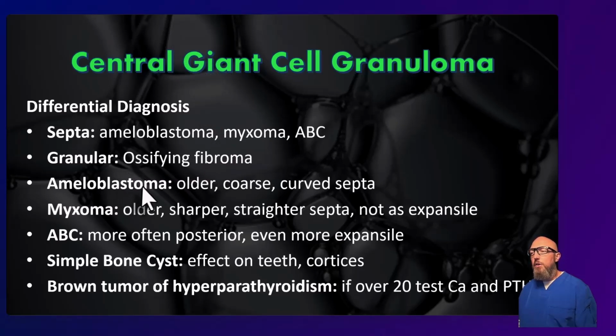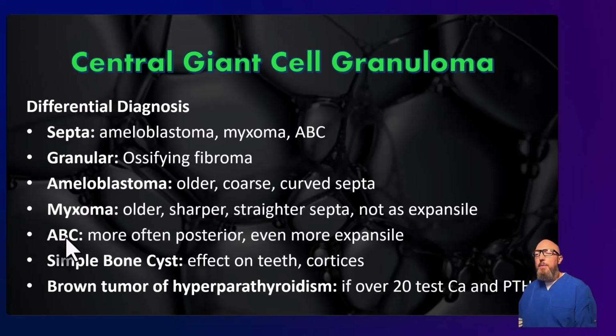Ameloblastoma is going to have the coarse curved septation, more the soap bubble appearance, and typically in an older population. Myxoma slightly older. We said this was younger than ameloblastoma, but not quite as young as CGCG. So of course there's going to be some overlap there. But these do have the sharper, more well-defined septation. Those straight, angulated loculations really set this apart as myxoma.